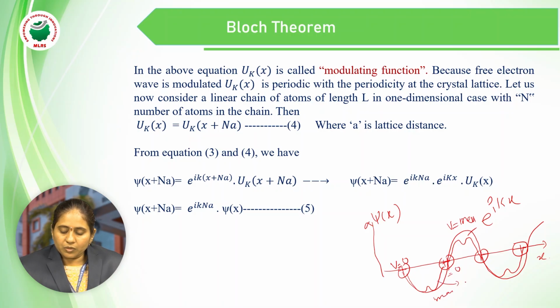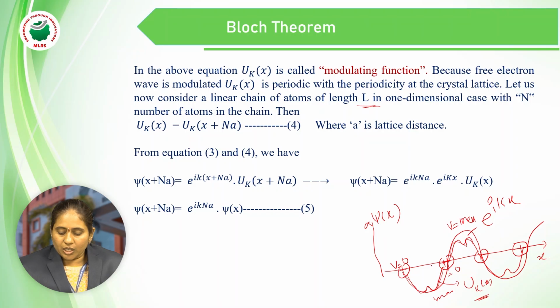Means this one is what? The modulating function, which is modulating: near the nucleus it is 0 and in between it is maximum, which means it is changing. That's why it is known as the modulating function uk of x. And it is a periodic function. So what is L here? L is the length of the one dimensional atomic chain.